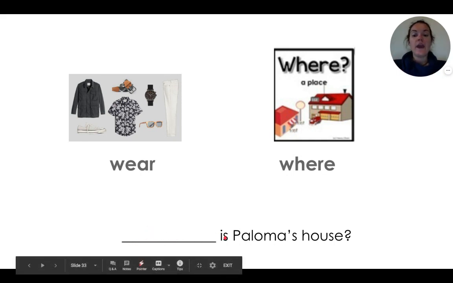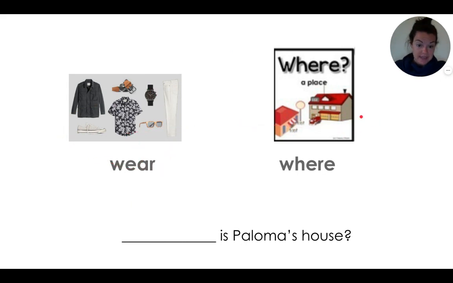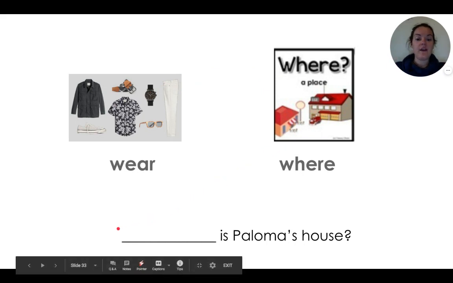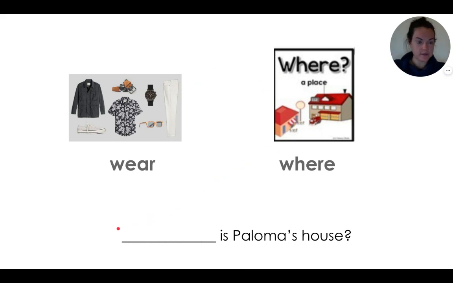Where is Palma's house? Would it be wear as in her clothes or where as in a place? I want you to pause this video and I want you to write on your piece of paper which where would go in this sentence. Where is Palma's house?